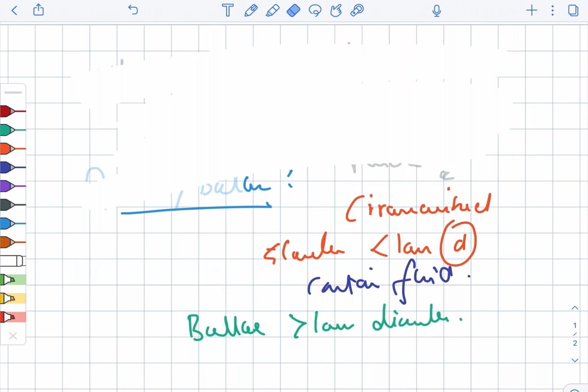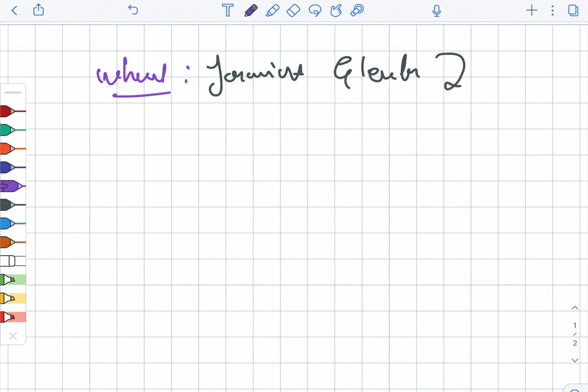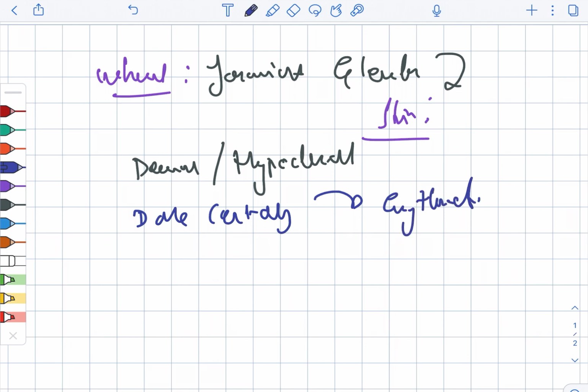Now moving ahead, there is something known as the wheal. Wheal is a transient elevation of the skin, due to dermal as well as hypodermal changes, and often it is pale centrally, with an erythematous rim to be specific, and it is the characteristic lesion of urticaria.